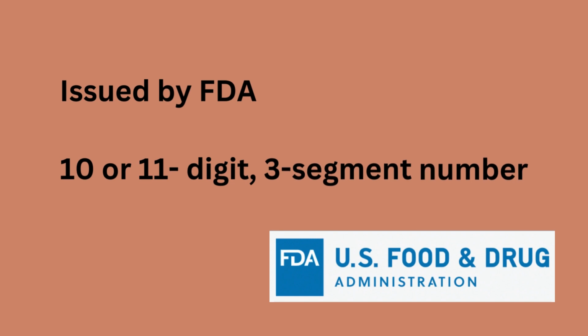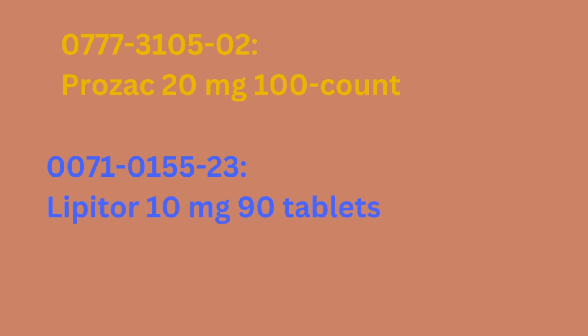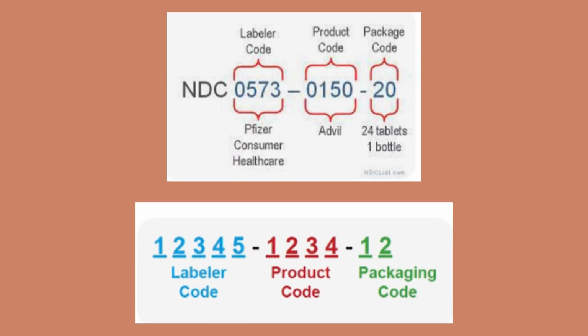The NDC codes are issued by the FDA for every drug out there, whether over the counter or that you receive through a pharmacy. NDC numbers are issued based on the manufacturer, the labeling, the dosage, the size of the packaging, etc.